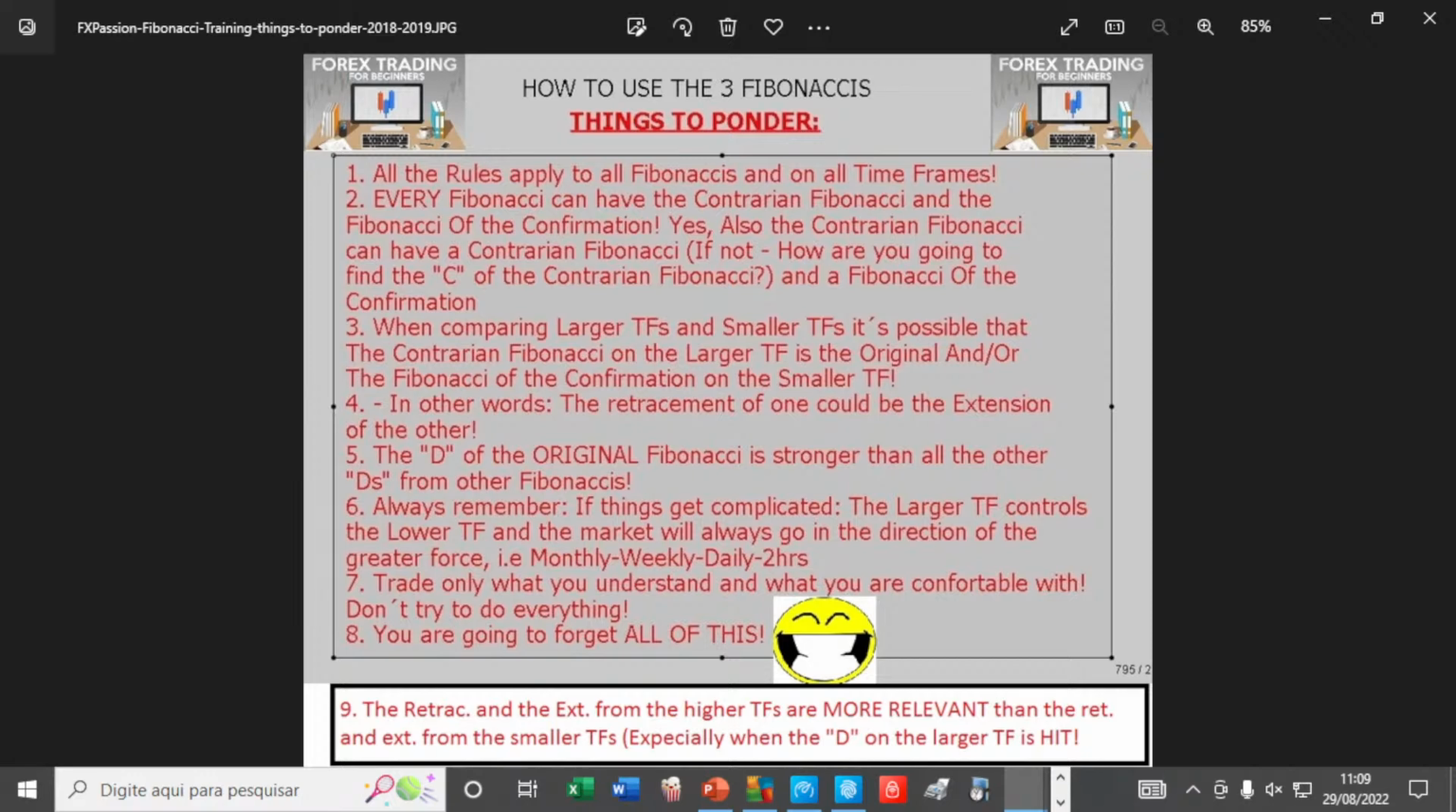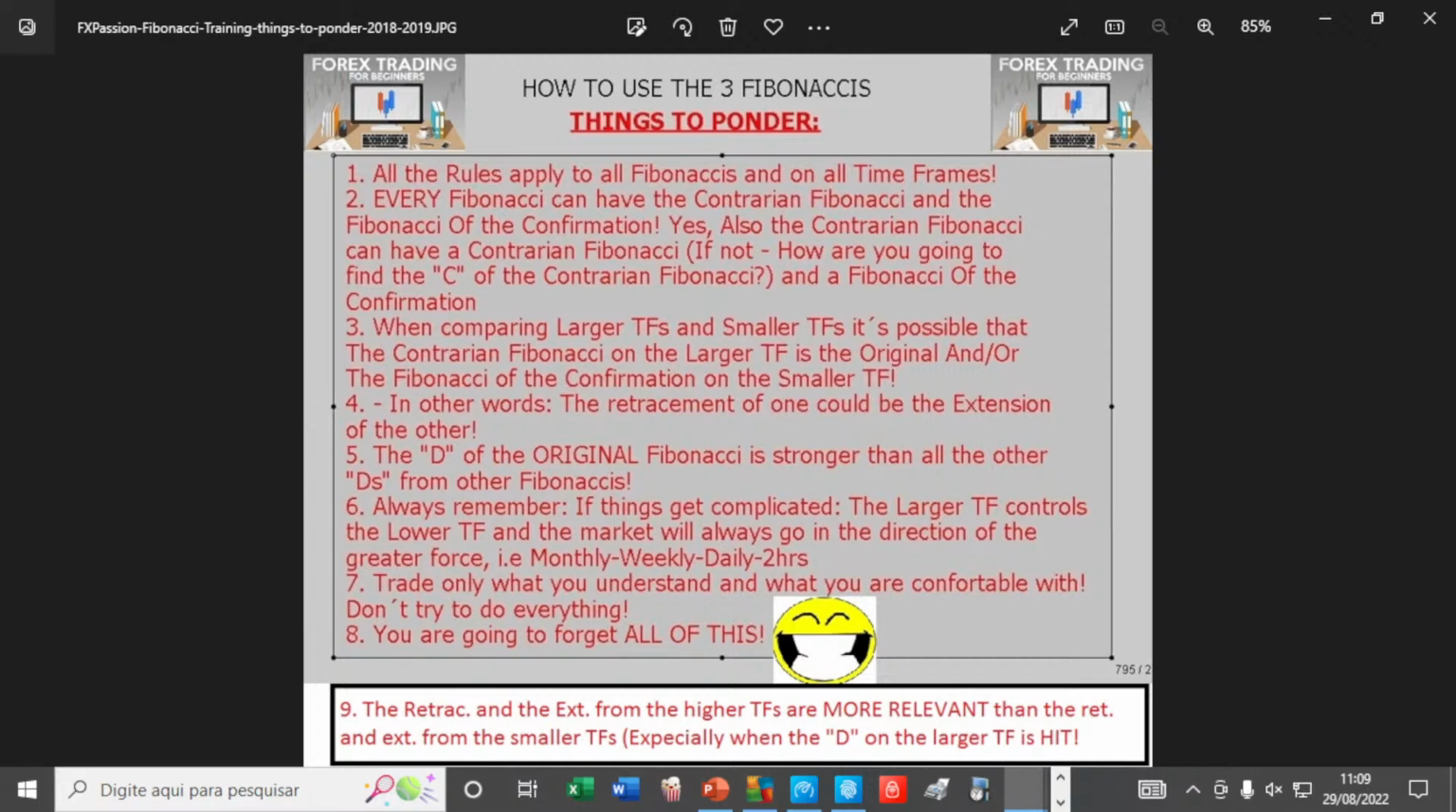Trade only what you understand and what you're comfortable with. Don't try to do everything. And this is why I was laughing. Number 8, you are going to forget all of this. Everybody, you are going to forget all of this, makes sense?